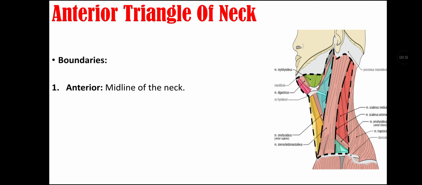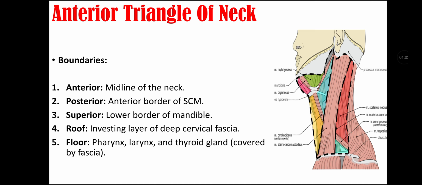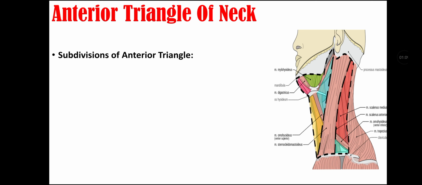Anterior triangle of neck. It is bounded anteriorly by the midline of the neck, posteriorly by the anterior border of the sternocleidomastoid muscle, superiorly by the lower border of the mandible, and its roof is by the investing layer of deep cervical fascia, and its floor is by the pharynx, larynx, and thyroid gland that is covered by fascia.